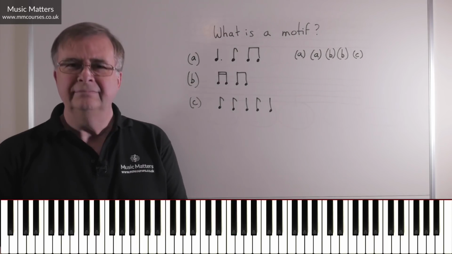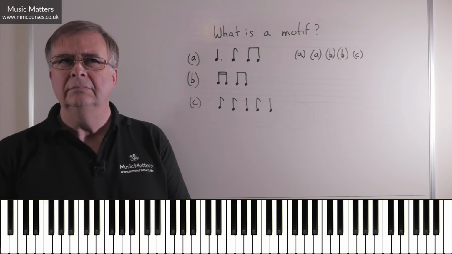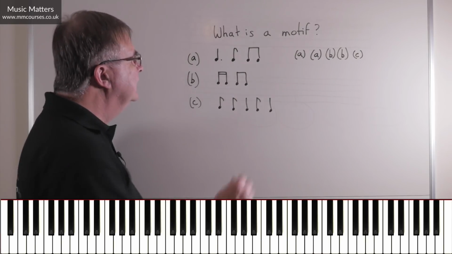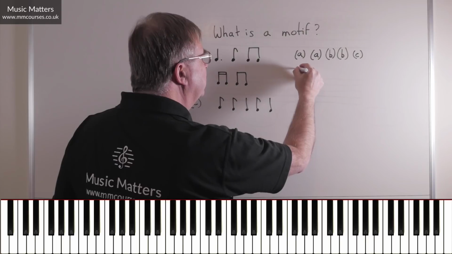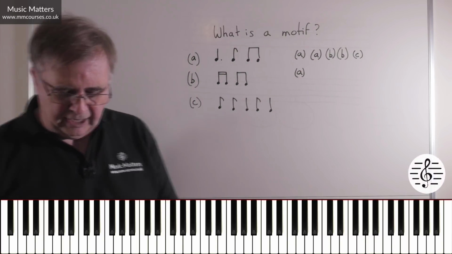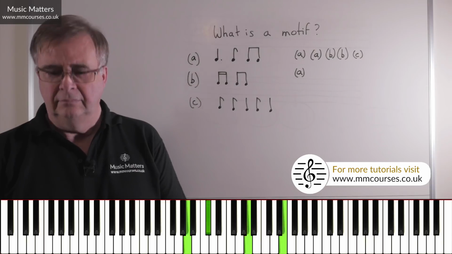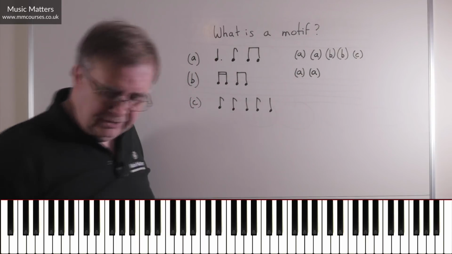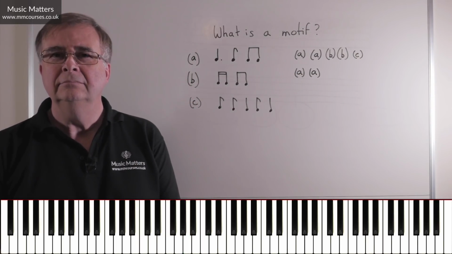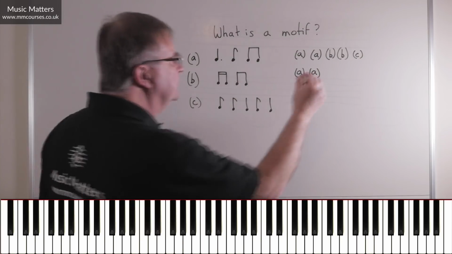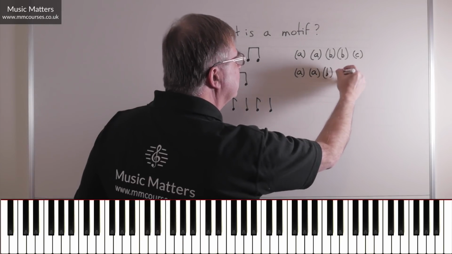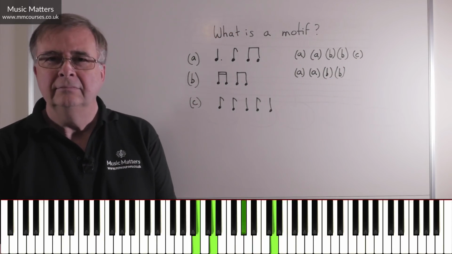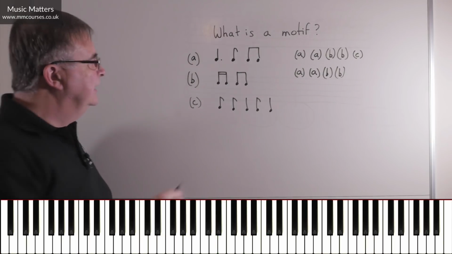Now what happens next? Oh, that sounds like motif A. But is it exactly the same? No. Motif A has been transposed, isn't it? So it's now coming a little bit higher. And then what happens after that? A again in the transposed form. What happens after that? Oh, guess what? Motif B comes twice in the transposed form. What happens next? Motif C in the transposed form.